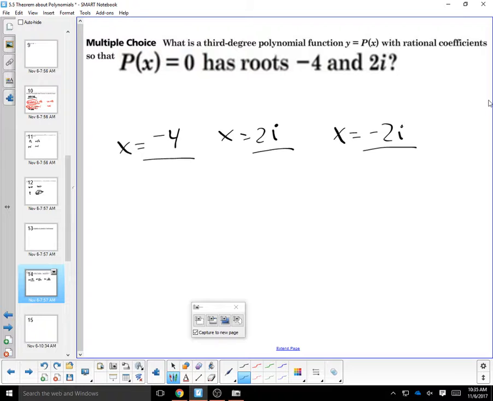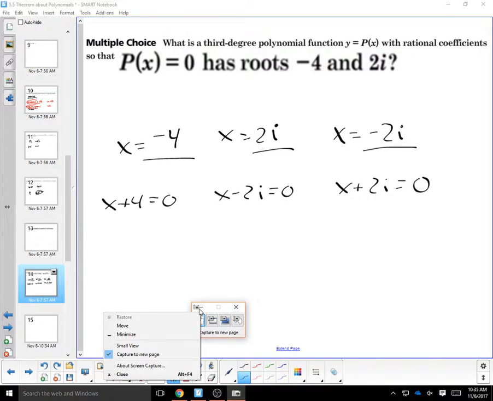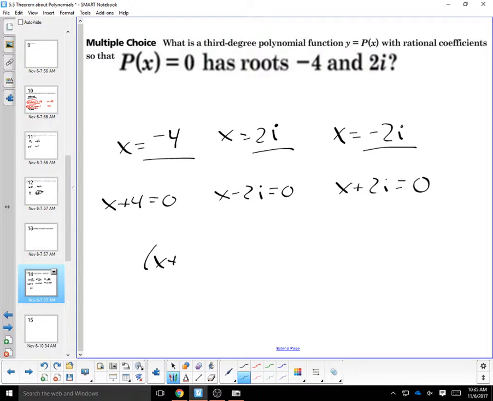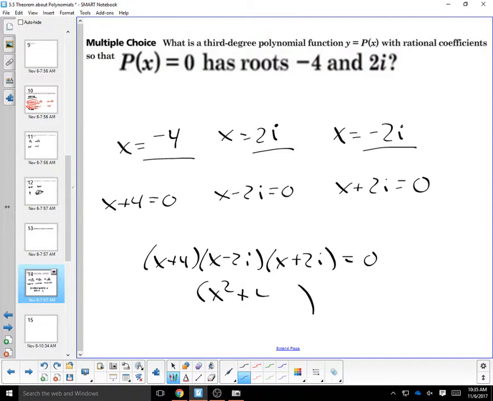I'm going to turn them into linear factors. That means that x plus 4 equals 0, x minus 2i equals 0, x plus 2i equals 0. That means that all my linear factors are x plus 4, x minus 2i, x plus 2i, and that equals 0. And all I need to do at this point is expand it. I'm going to start by multiplying the conjugates, because that's going to give me x squared plus 4. I took a big shortcut there. Anybody got questions there?